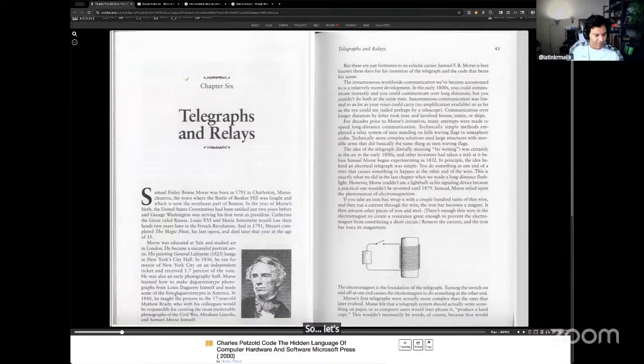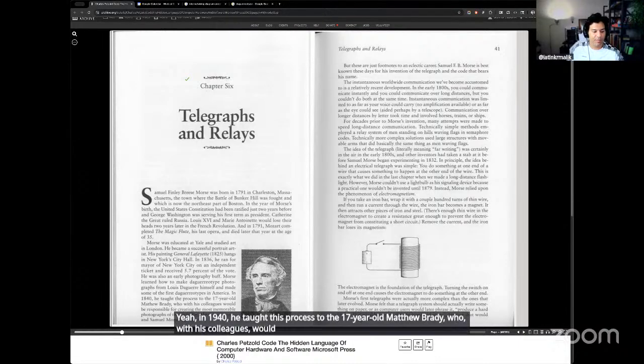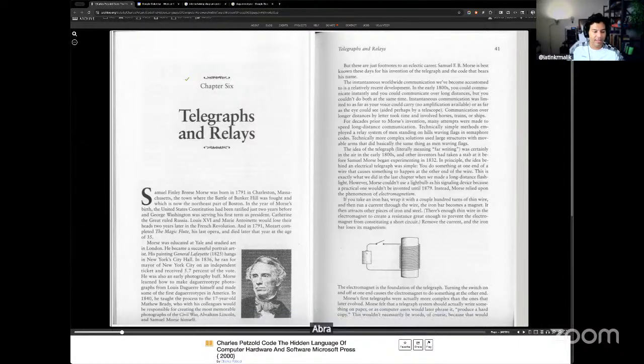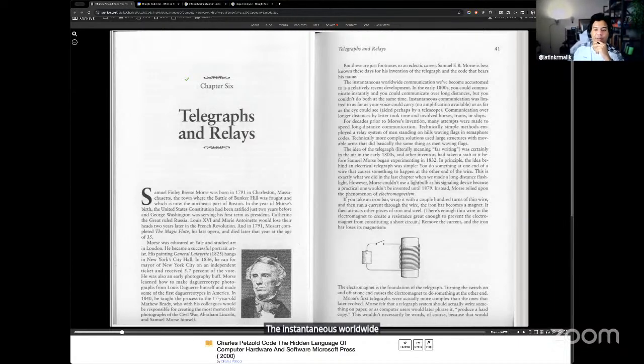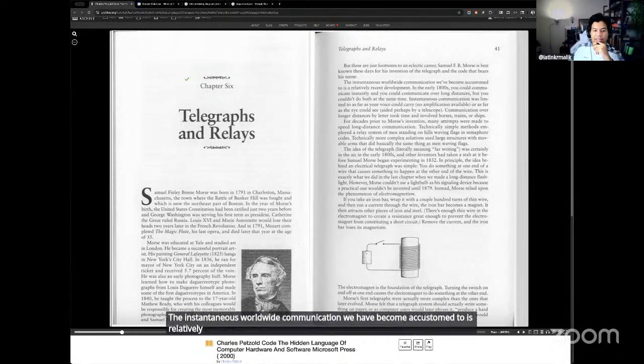So let's see. Yeah. In 1840, he taught this process to the 17-year-old Matthew Brady, who, with his colleagues, would be responsible for creating the most memorable photographs of the Civil War, Abraham Lincoln and Samuel Morse himself. But these are just the footnotes to an eclectic career. Samuel F.B. Morse is best known these days for his invention of the telegraph and the code that bears his name, Morse code.